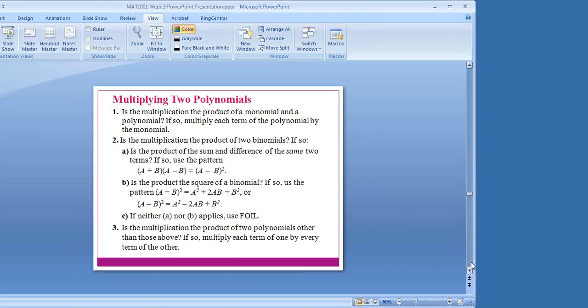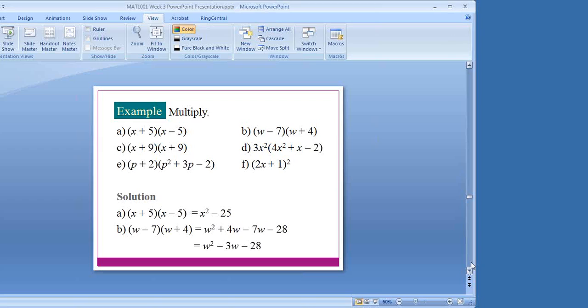All right, so this is basically a quick review of everything, but you don't need to memorize the formulas you see in the middle here. Just use FOIL if you have binomials. If you don't have two binomials, you can't use FOIL, but you still multiply everything inside of one set of parentheses by everything inside of the other. So let's take a look at these.